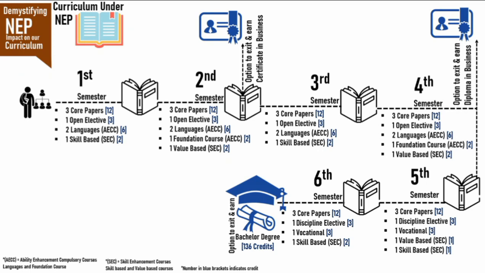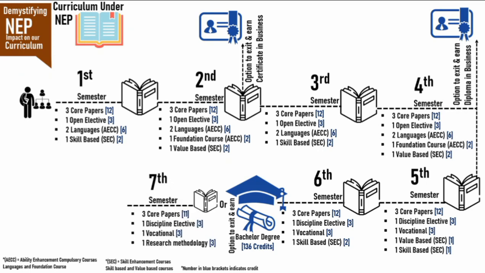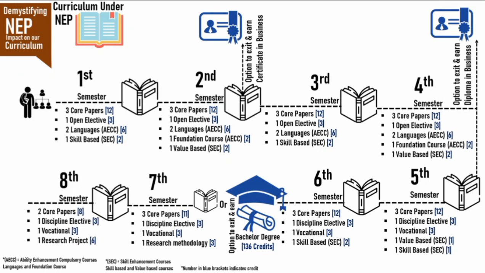Now, here the journey does not end. So there is a scope to study further. So the student can venture into another year. So seventh semester, 3 core papers, 1 discipline elective, 1 vocational course, and 1 research methodology paper. And in 8th semester, there are only 2 core papers, 1 discipline elective, 1 vocational, and finally a research project. And the research project has 6 credits. So a lot of weightage is being given to research also. So now he gets an honors degree, 176 credits, right?